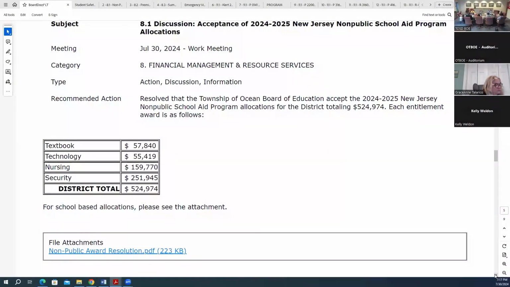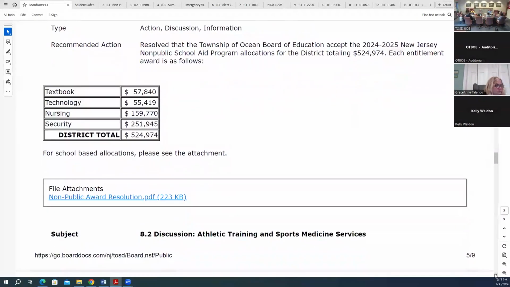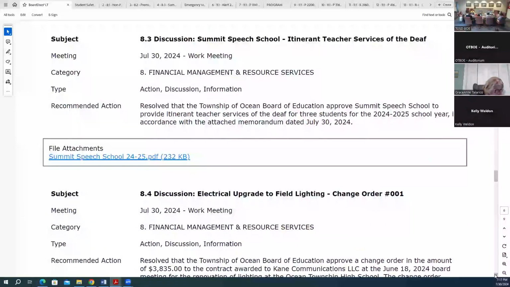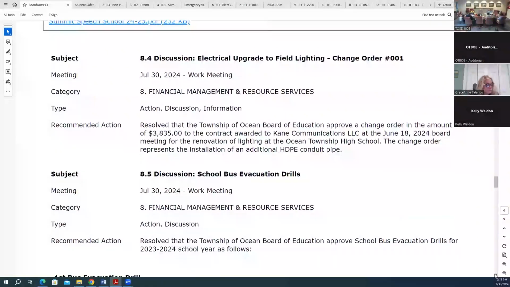Those services we use MOESC for. So MOESC manages it because it's a very heavy documentation and paper lift to support those funds. So MOESC handles that for us. As I said, 8.4 is the upgrade change order for the extra conduit going under the field.